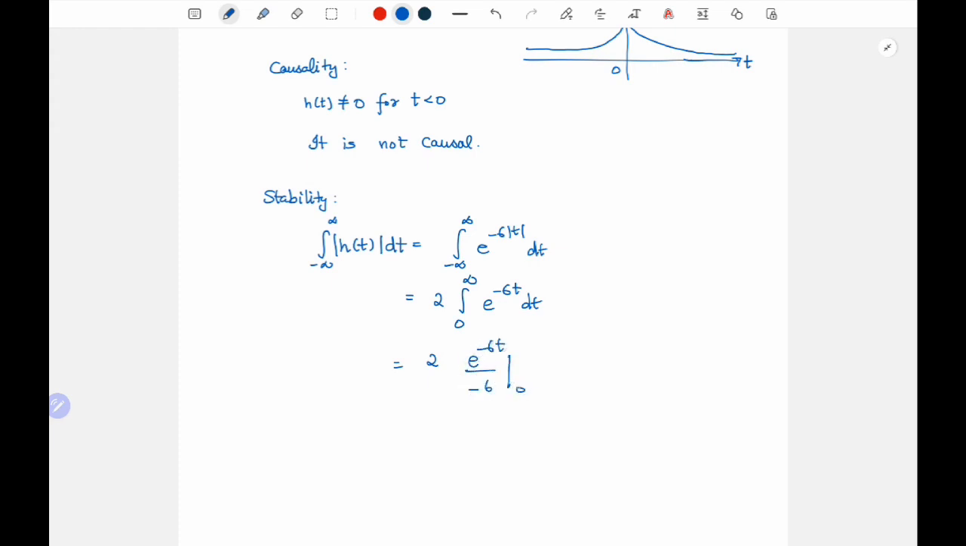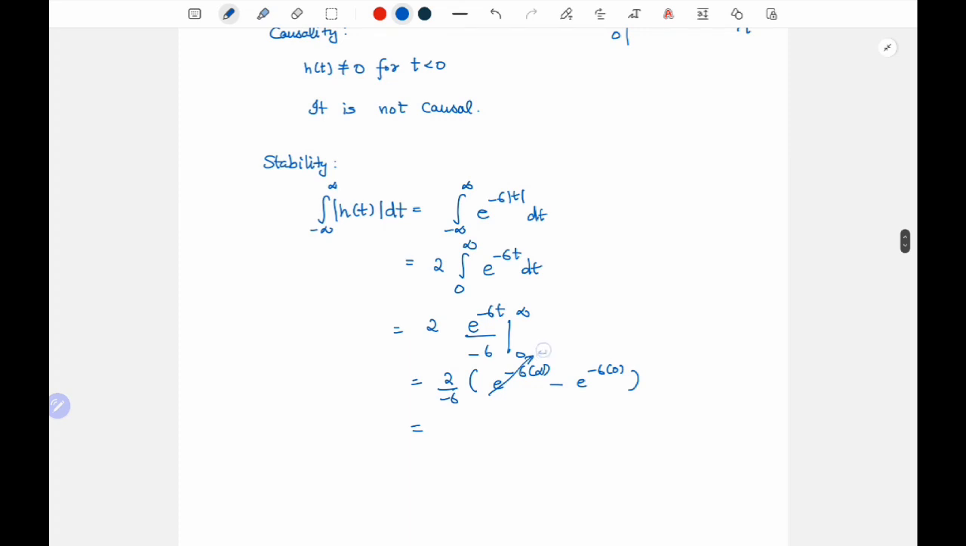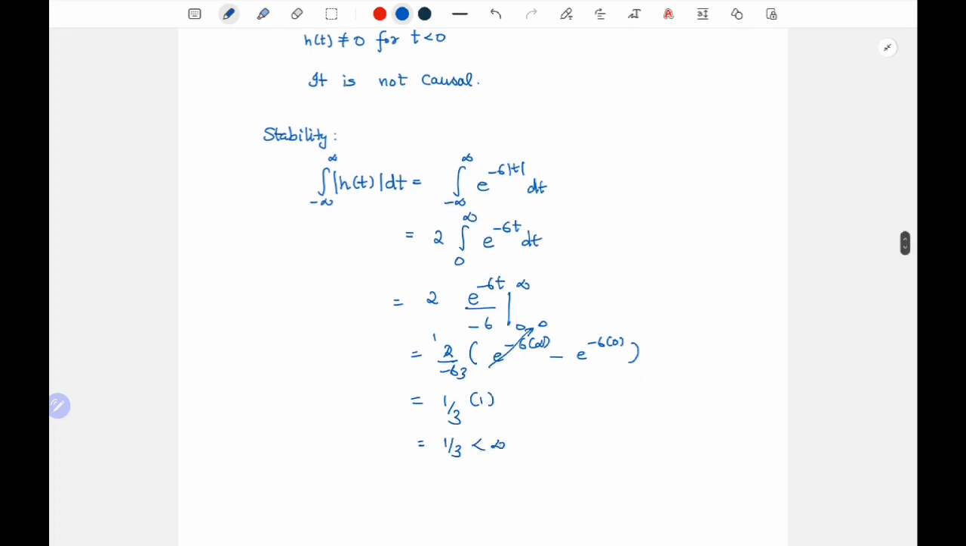Minus 6, 0 to infinity. So I'll get 2 by minus 6 into e power minus 6 into infinity minus e power minus 6 into 0. So this term goes to 0 and only this term is there. The negative sign cancels, and 1 and 3 also cancel. So we get e power 0, which is nothing but 1.